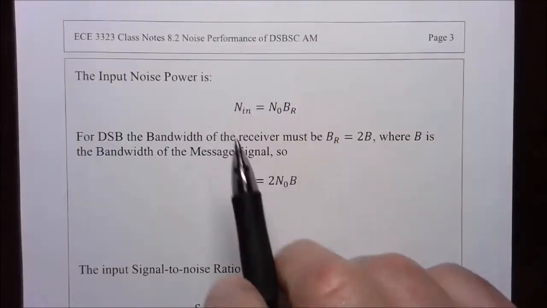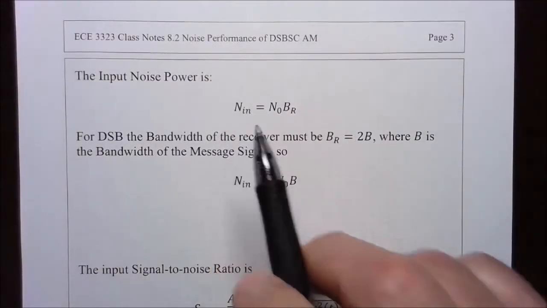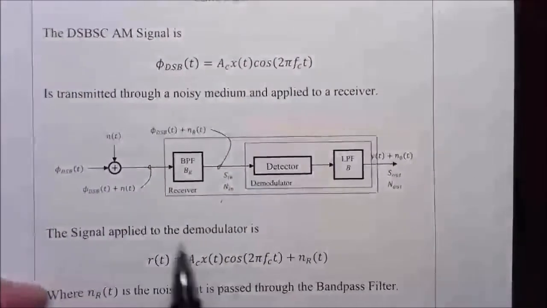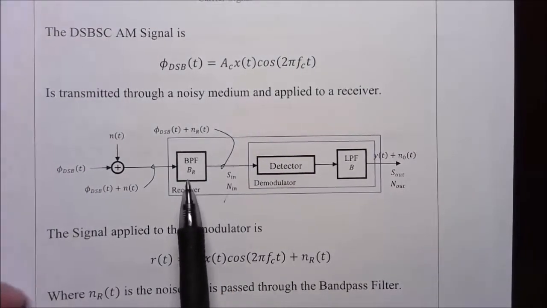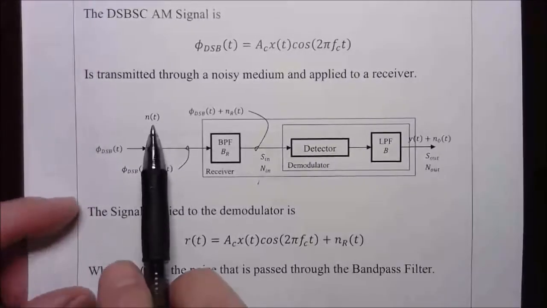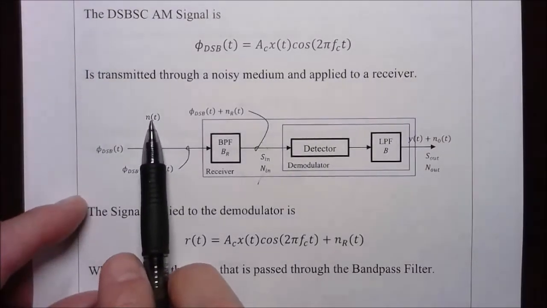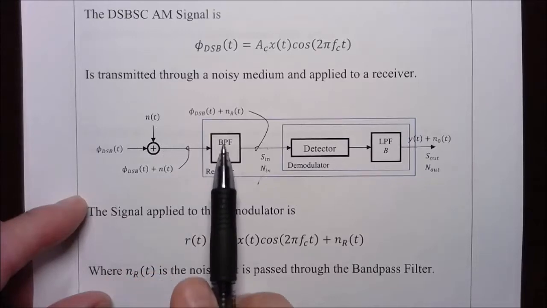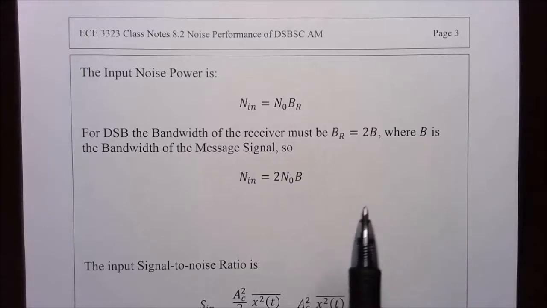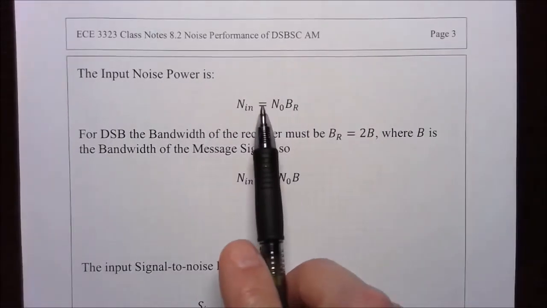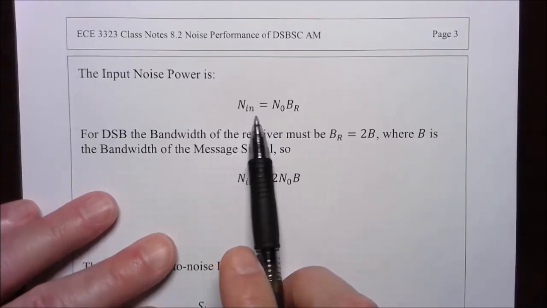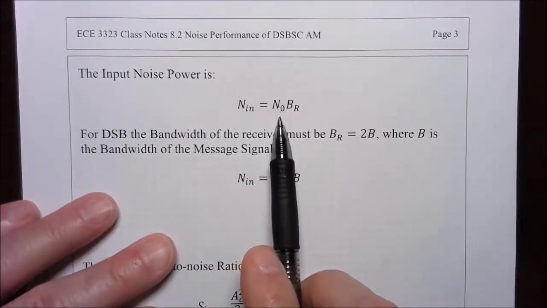So we have a handle on the signal power that goes into the demodulator. The noise power into the demodulator is simply the noise power that has made it through this bandpass filter. We are modeling this noise as white Gaussian noise that is passed through this bandpass filter, and as we have already determined, the noise power that is passed through a bandpass filter is equal to N_0 times the bandwidth.